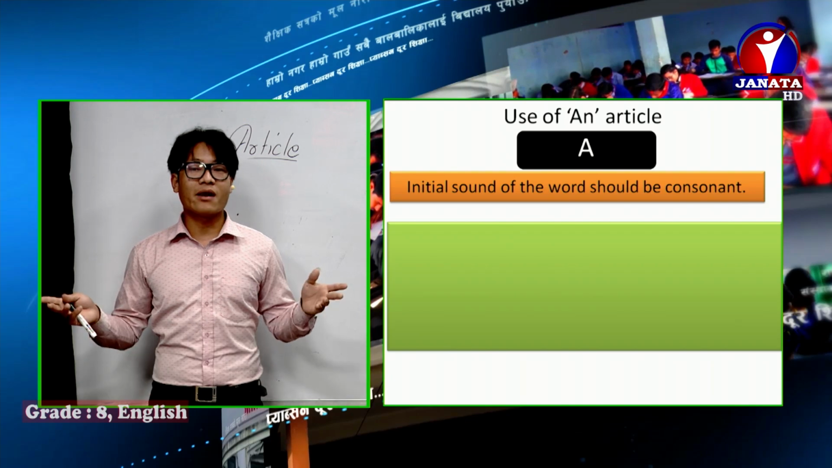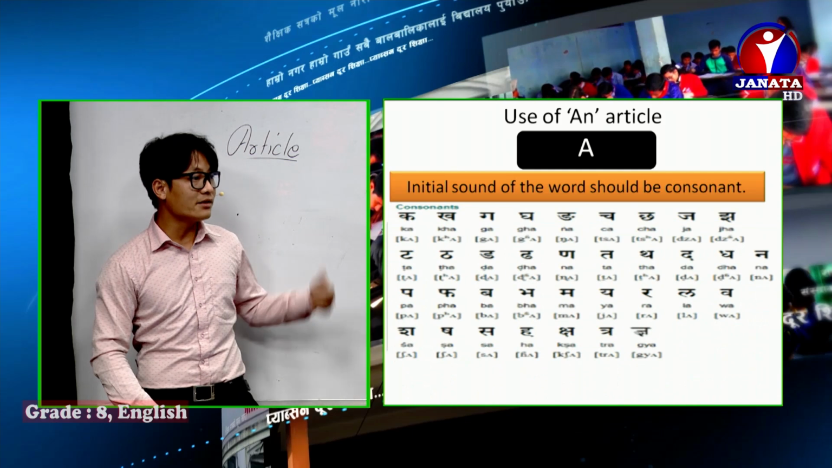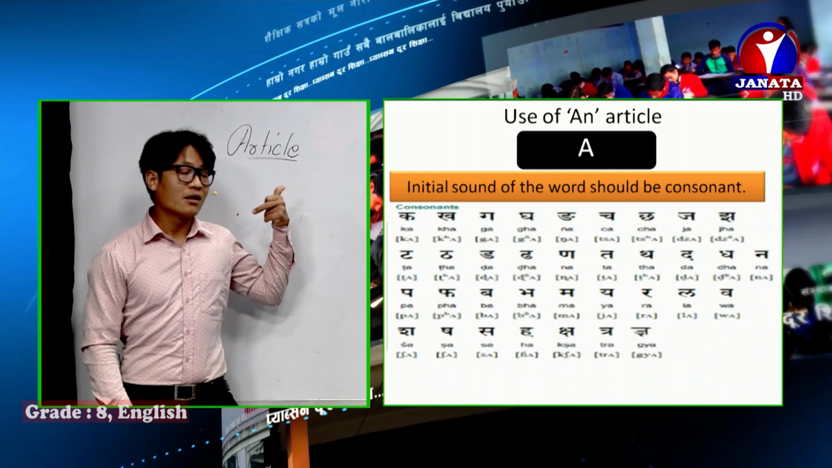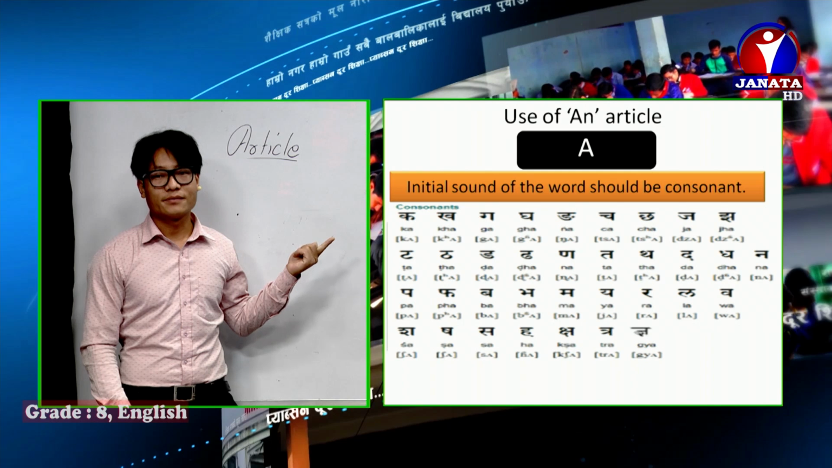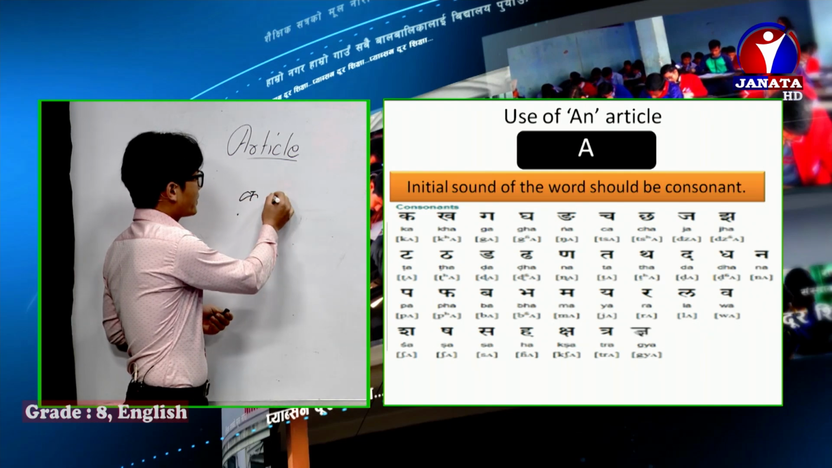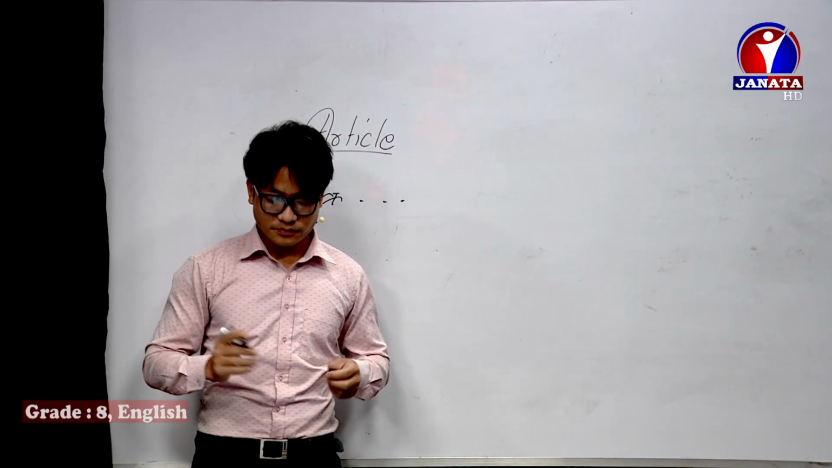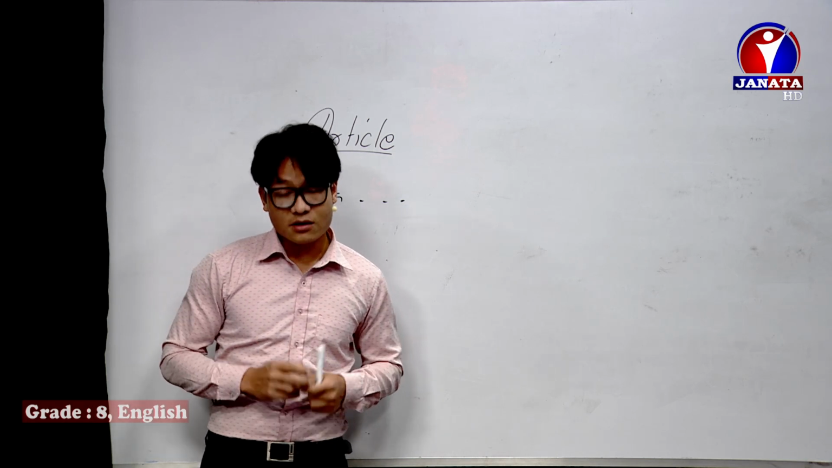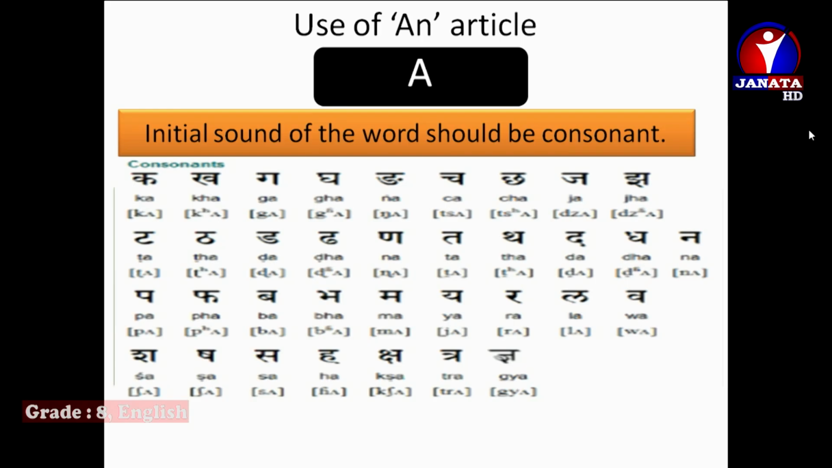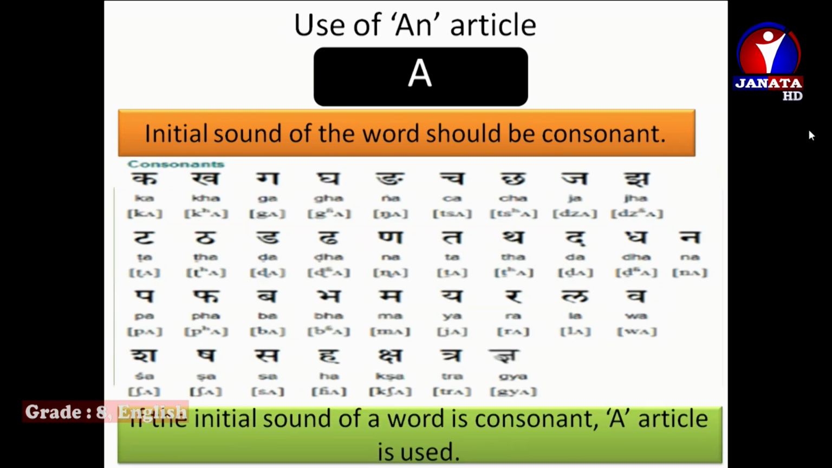So what are consonant sounds? Let's start. You can see on the screen, these are consonant sounds. So you can see ka, kha, ga is there, and so on, which is known as a consonant sound. You can see the English also there. So here it is written: if the initial sound of a word is a consonant, the article A is used.